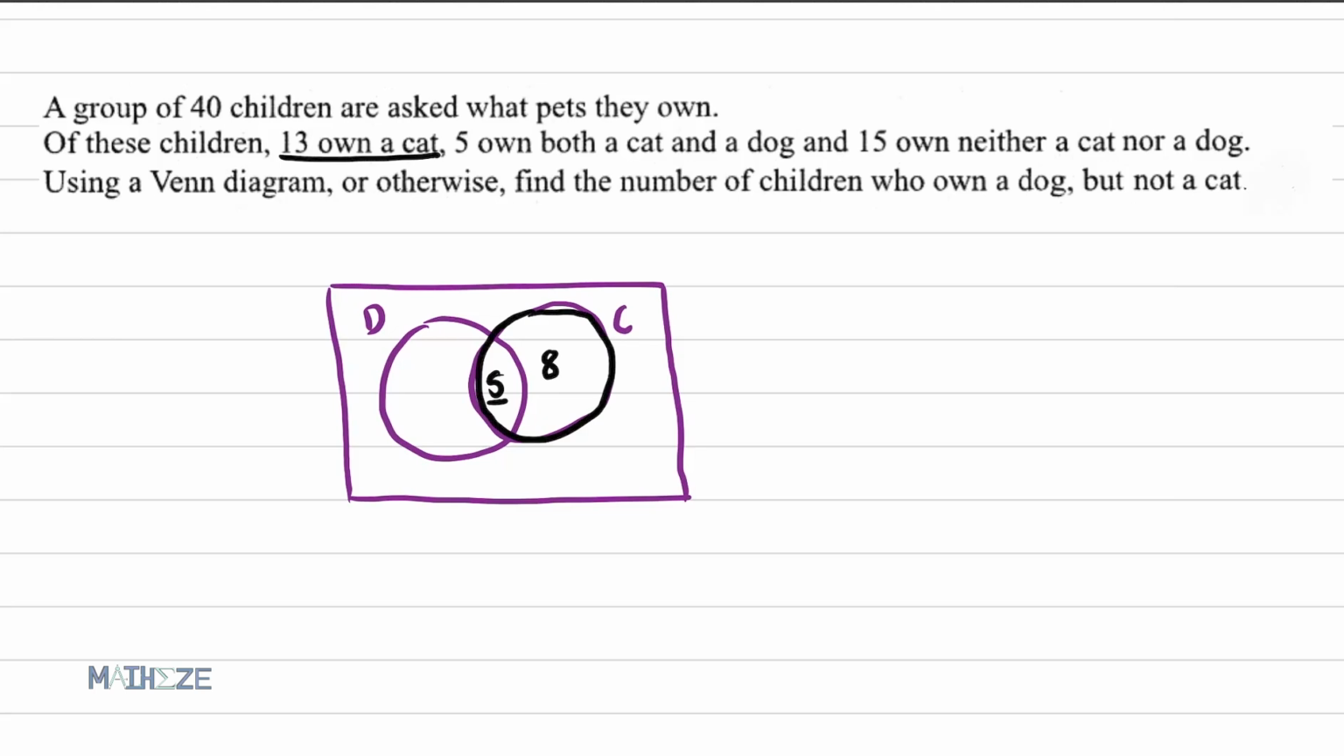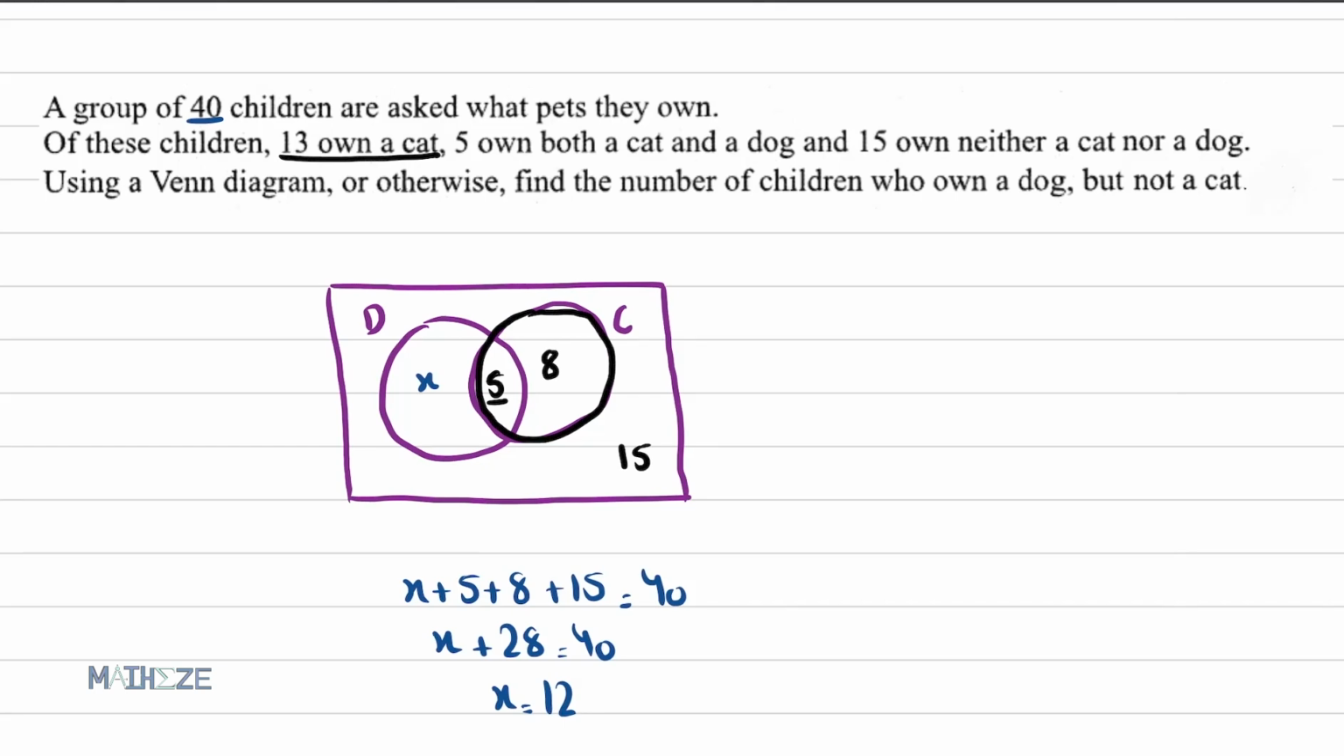Then it says 15 own neither a cat nor a dog. So I wrote 15 outside. I need to find how many people own only dog. That's x. Let's add x plus 5 plus 8 plus 15 is equal to total how many children were there? 40. So x plus 5 plus 8 plus 15 is what? 28 is equal to 40. What's the value of x? So 12 are the children who have only dog but not cat.